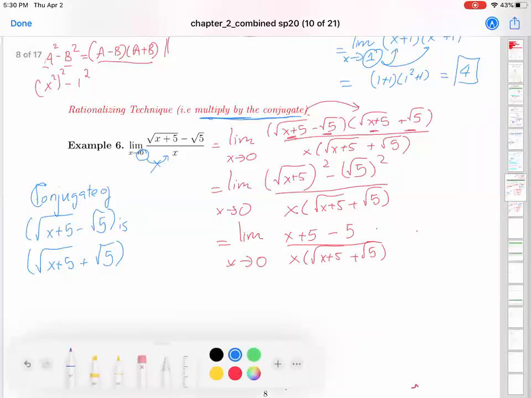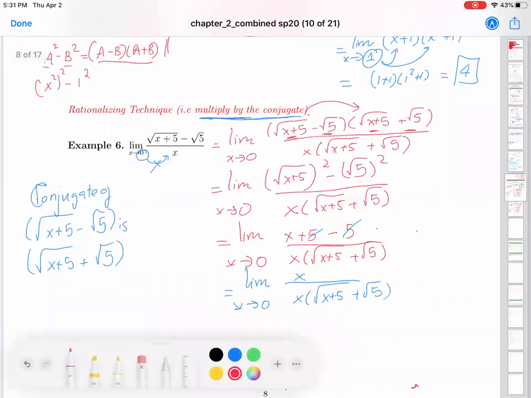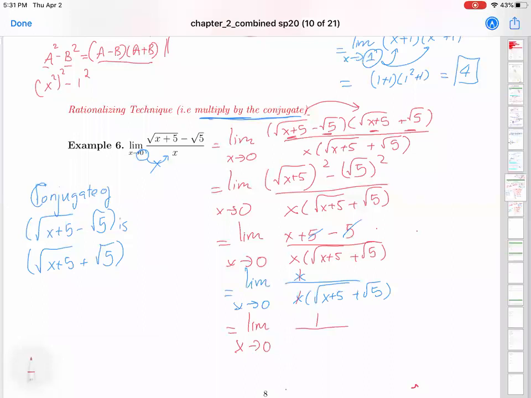And then you have this, you can cancel this, right? 5 minus 5 is 0. So then x goes to 0. x over x times (square root of x plus 5 plus square root of 5). At this point, again, you can cancel the x and x to get a simpler form, which is 1 over square root of x plus 5 plus square root of 5.